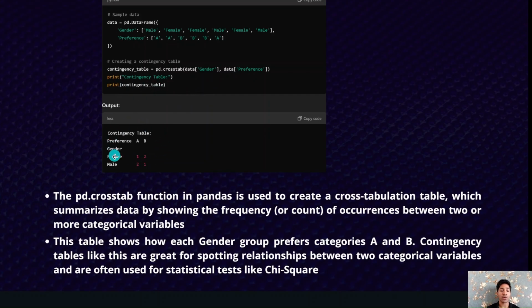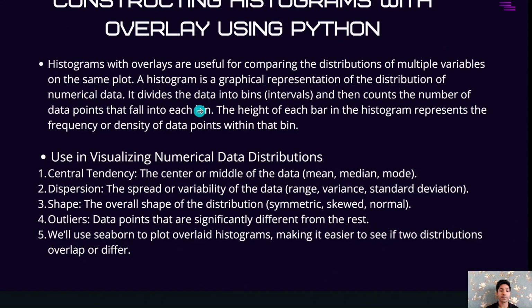Our contingency table output will be in this format, in which female has occurred 1 and 2 times in A and B, and male 2 and 1. So this table shows gender group preferences on the basis of two categories, A and B. Contingency tables like this are great for spotting relationships between two categorical variables, in this case gender and preference, and for tests like chi-square.